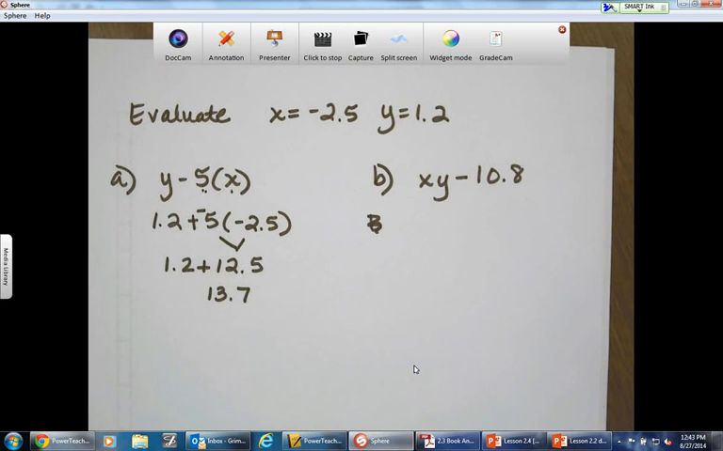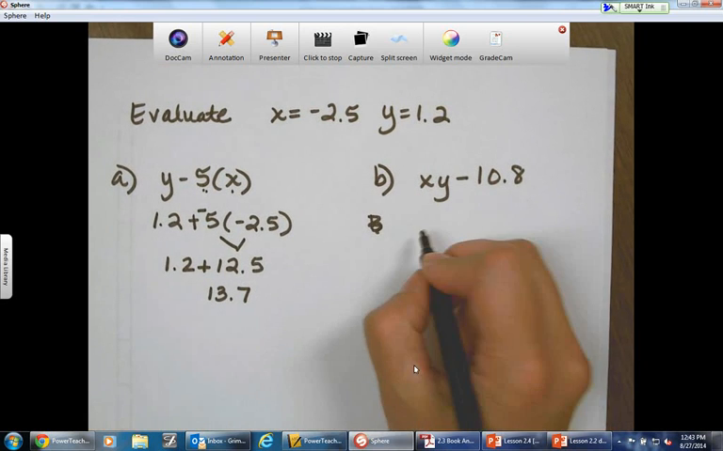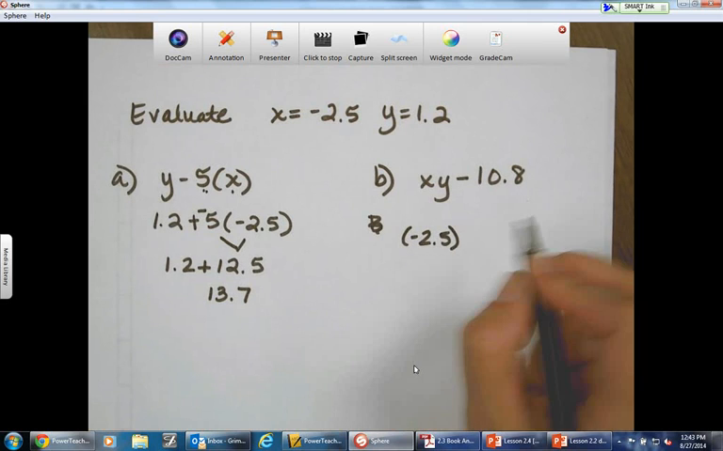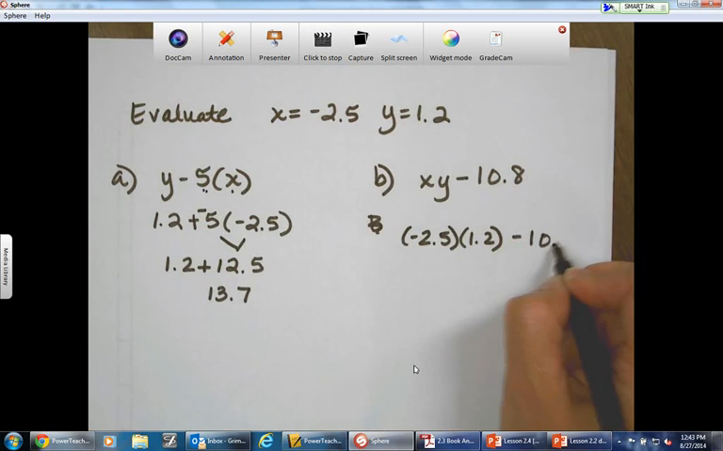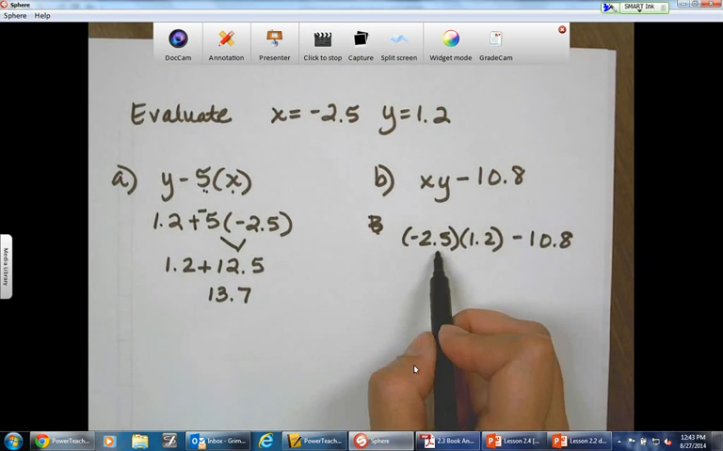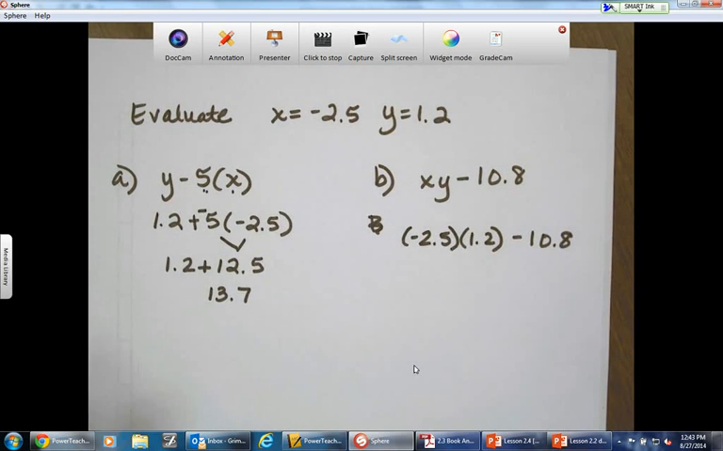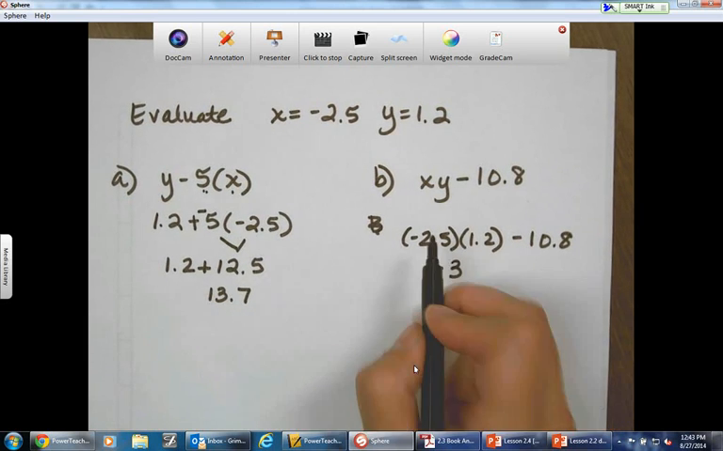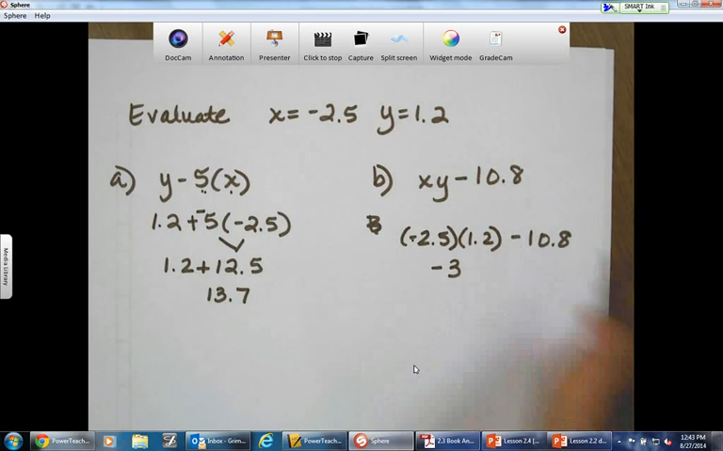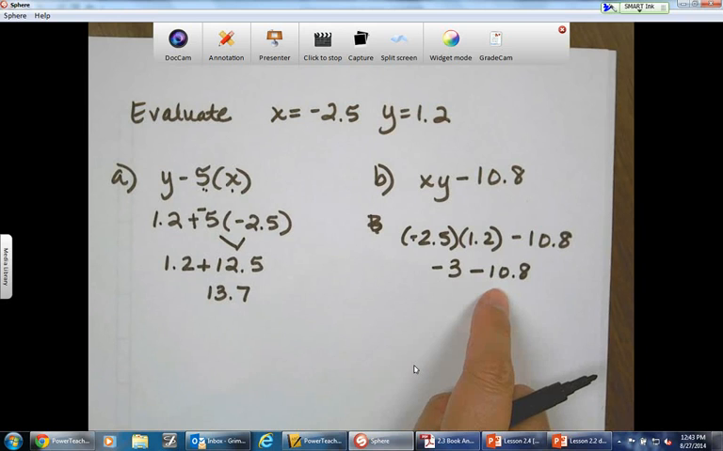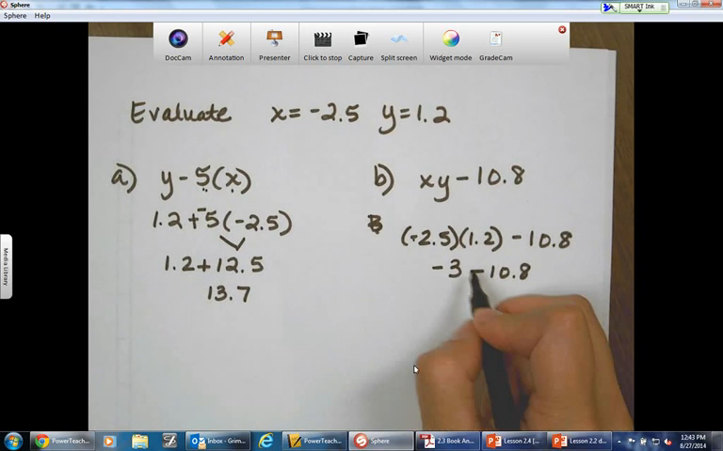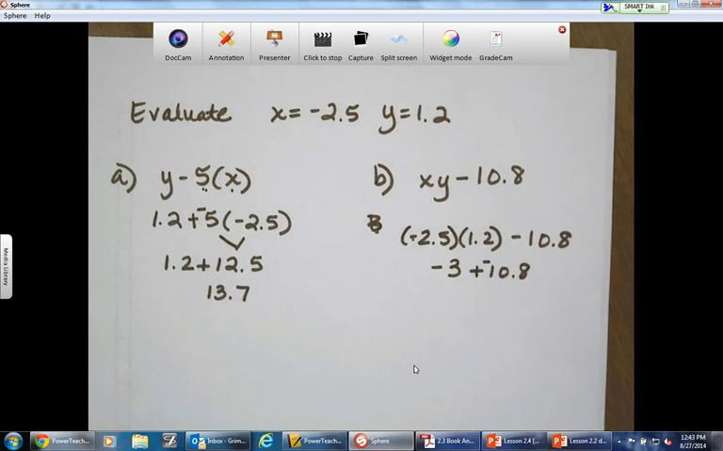All right, so the last one we're going to look at, so on this I'm going to plug in a negative 2.5 here. And I'm going to plug in a 1.2, subtract out 10.8. All right, so I have this number times this number, so 2.5 times 1.2 is going to be a negative 3, because I had one negative there, and this is minus 10.8. These are both negatives, so I'm going to add them together. Again, I like to change my sign here to say plus a negative, and then that just tells me I need to add those two so that I get negative 13.8.